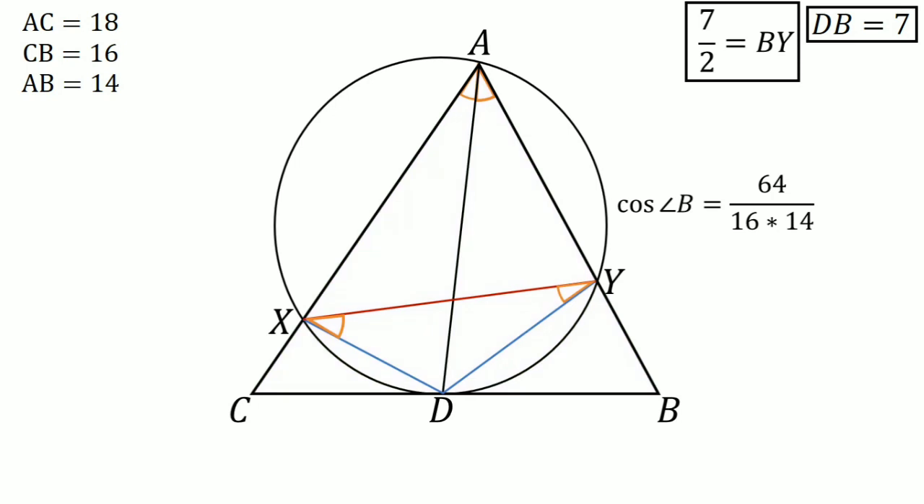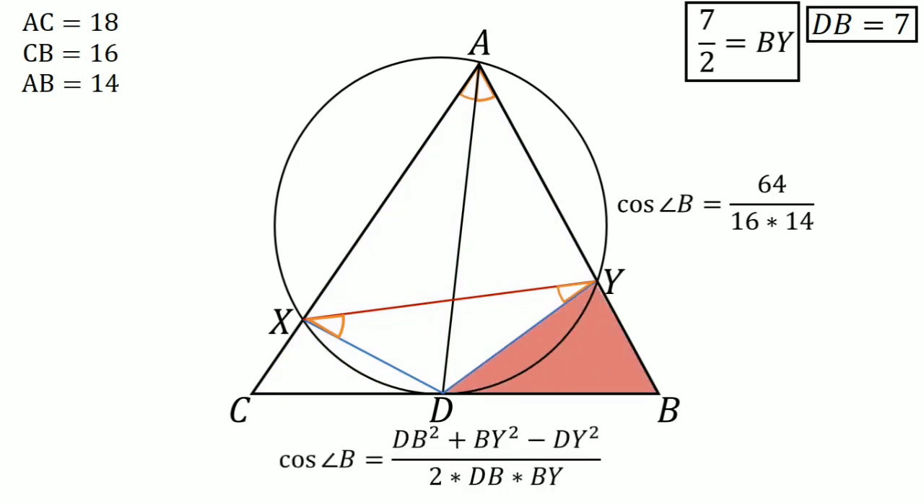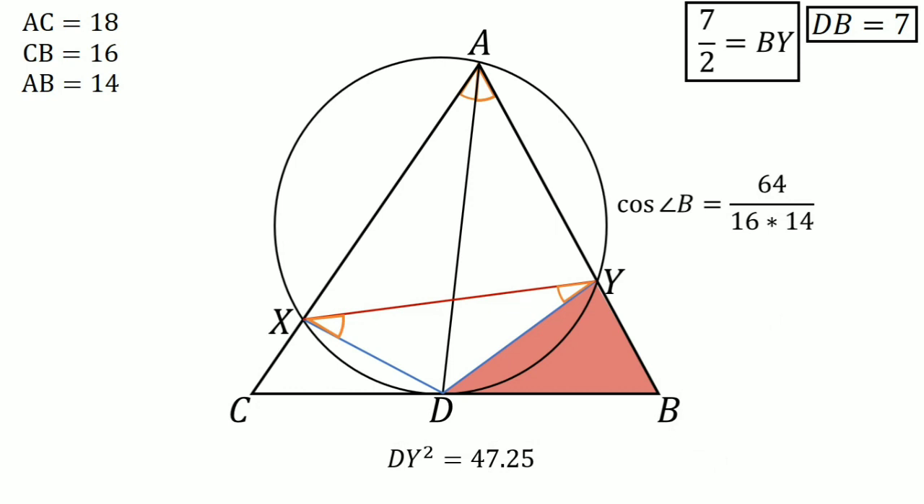Now considering this triangle DYB, cosine of B by the cosine law is equal to DB squared plus BY squared minus DY squared, divided by 2 times DB times BY, and we already found BY and DB, so we have this. Now using this value of cosine of B, we can say our DY squared is equal to 47.25.